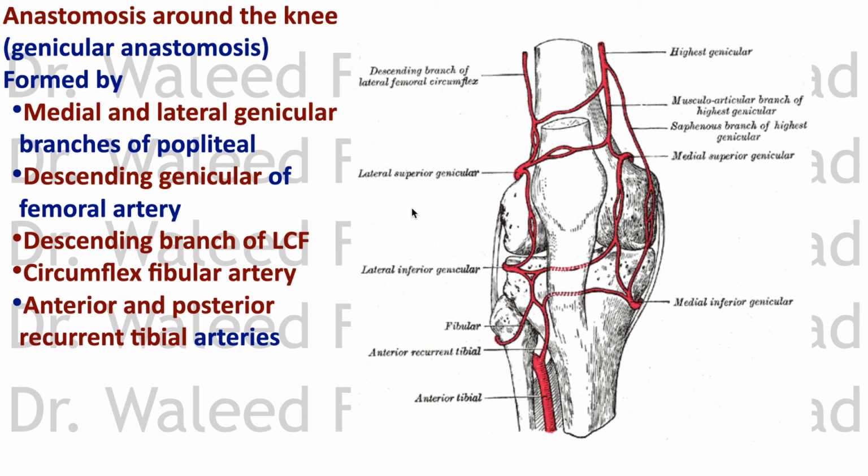Anastomosis around the knee joint, the genicular anastomosis, is formed by the genicular arteries we have just described, the descending genicular artery from the femoral, the circumflex fibular artery, the anterior and posterior tibial collaterals, or anterior and posterior recurrent tibial arteries. Okay, all these share in the anastomosis around the knee, so that if one is occluded, the others will take over, like in flexing of the knee, for example.